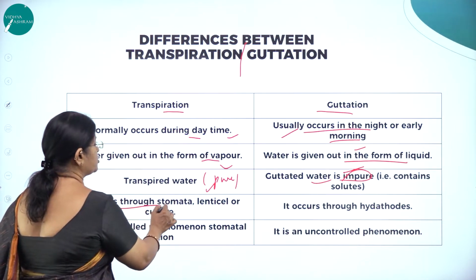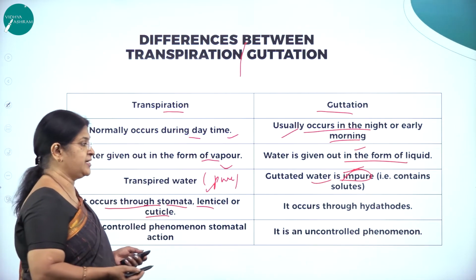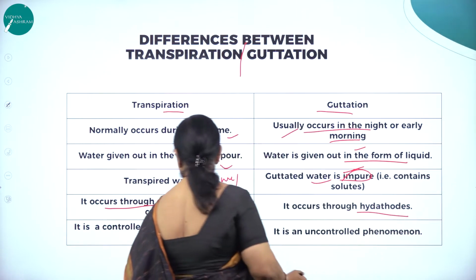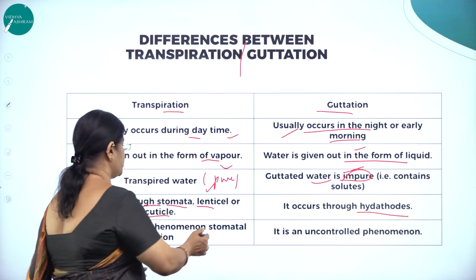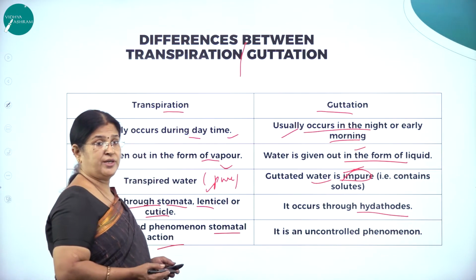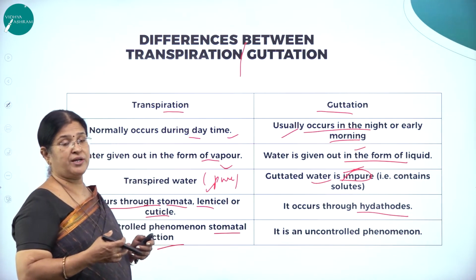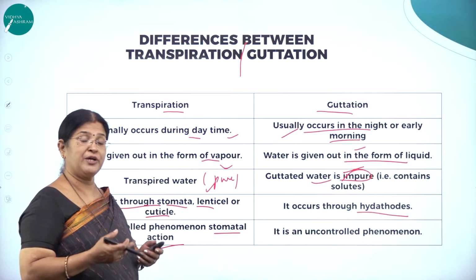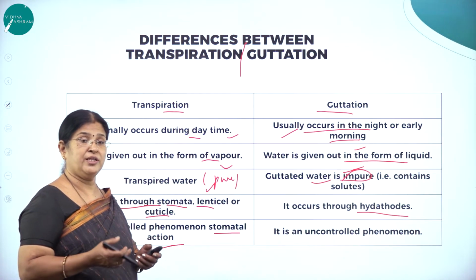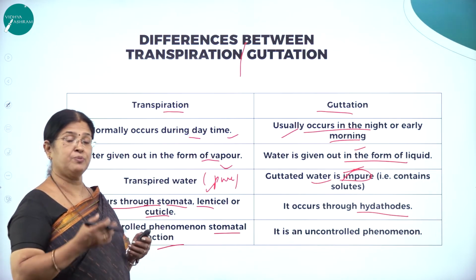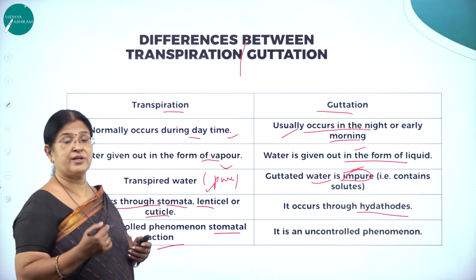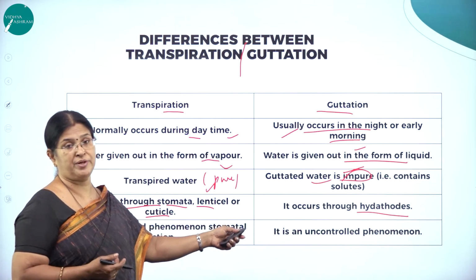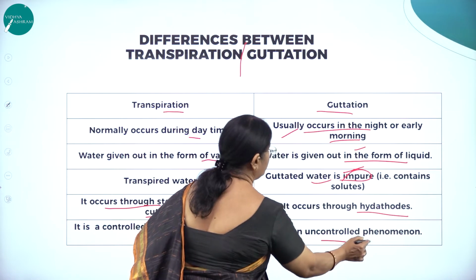Then transpiration occurs through stomata, lenticels and cuticle, but guttation occurs through specialized structures called hydathodes. Transpiration is a controlled phenomenon called stomatal action. The opening and closing of stomata is regulated by the influx and efflux of potassium ions. So potassium ions play a very great role in the opening and closing of stomata. So the stomatal opening and closing is a regulated, controlled process, and guttation is an uncontrolled phenomenon.